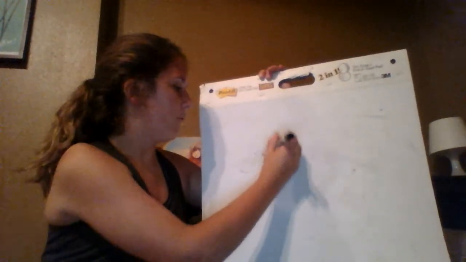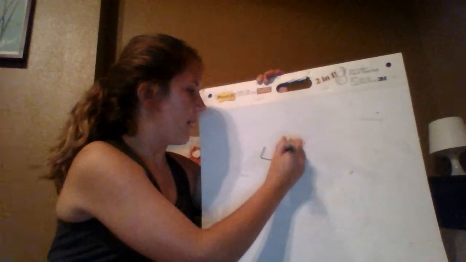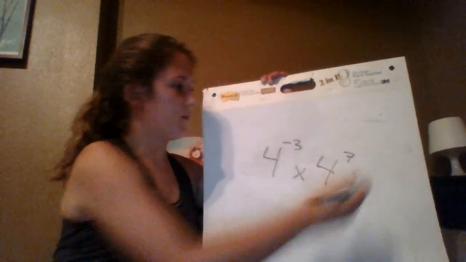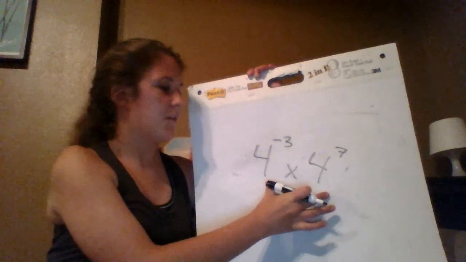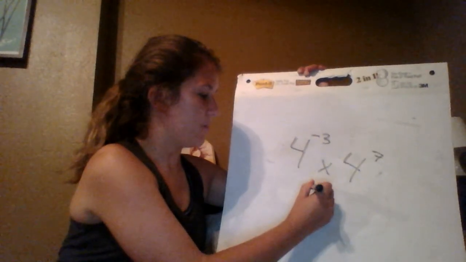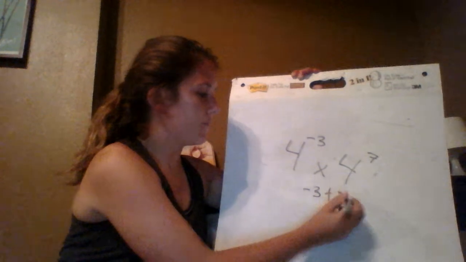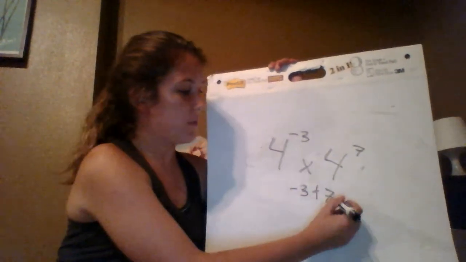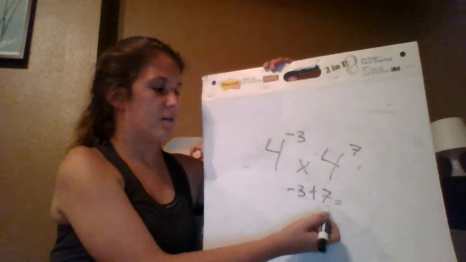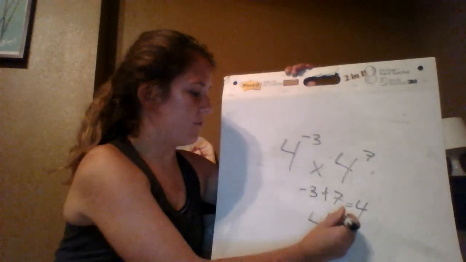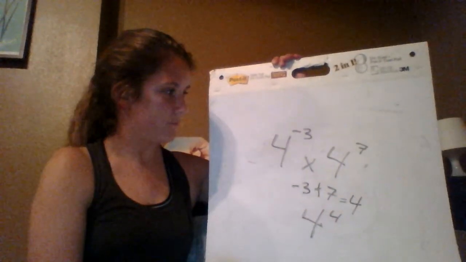So let's try 4 to the negative 3rd power times 4 to the 7th power. My bases are the same, and I'm multiplying, which means that I can add my exponents. I'm just going to write this down here. I'm going to add my exponents, negative 3 plus 7. Are there more good guys or bad guys? There's more good guys, so I know that this is going to be positive. How much bigger is 7 than 3? 4. So this would simplify to 4 to the 4th power.